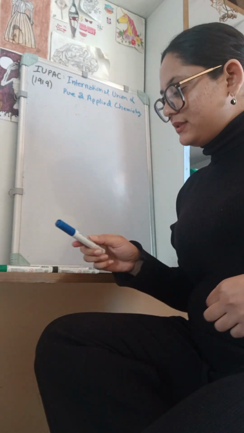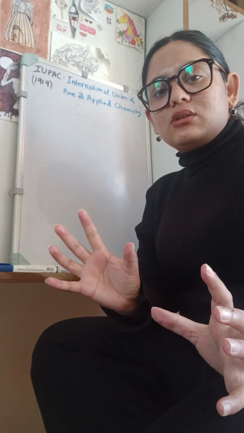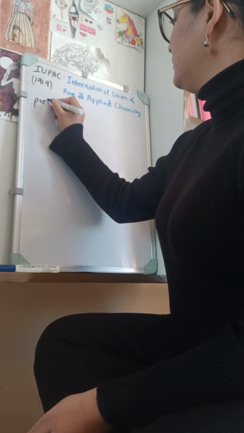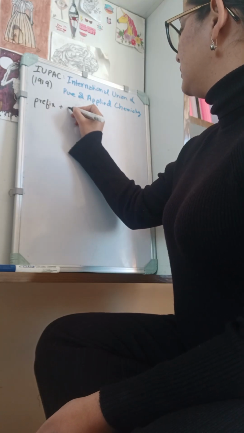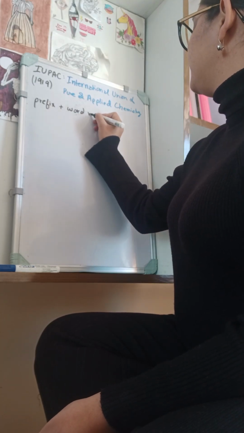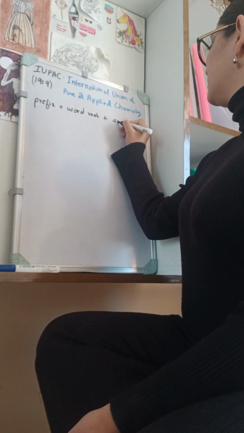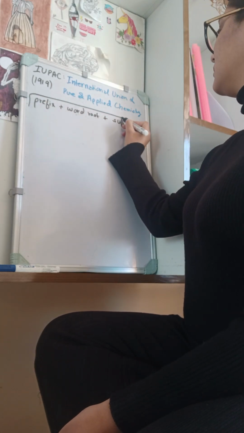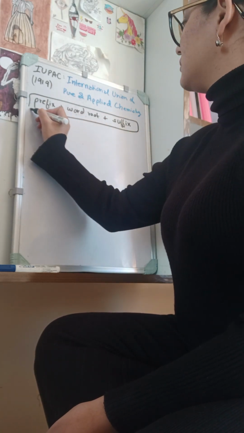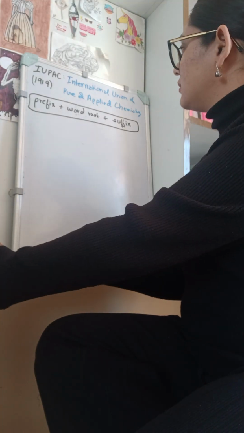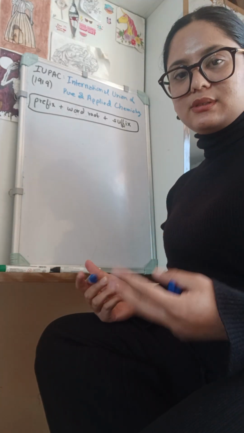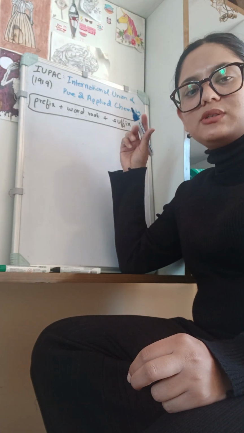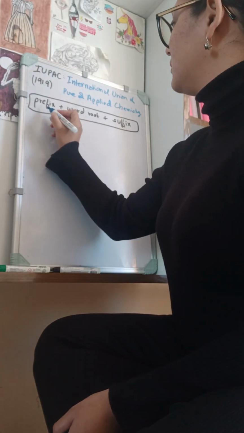Now, according to IUPAC rules, the nomenclature has three components, which is prefix, word root, and a suffix. Now prefix are of two types, primary prefix and secondary prefix. And we also have suffix of two types, which is primary suffix and secondary suffix.